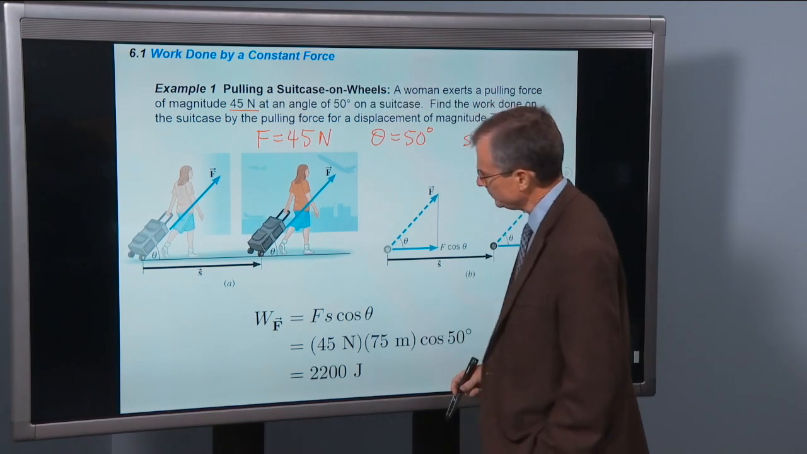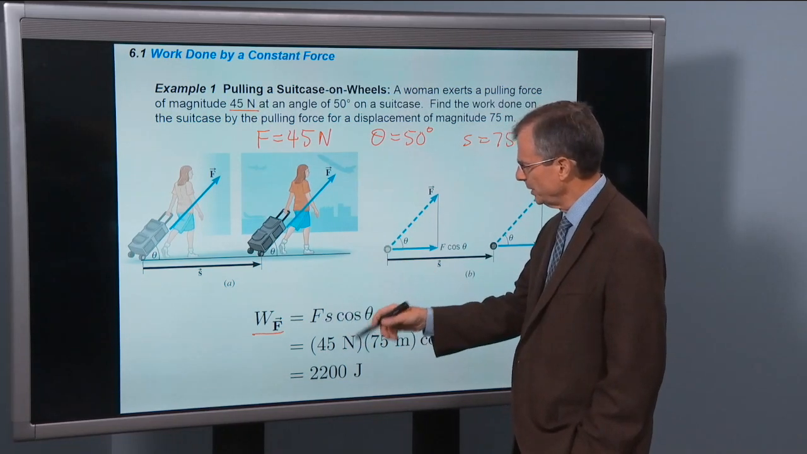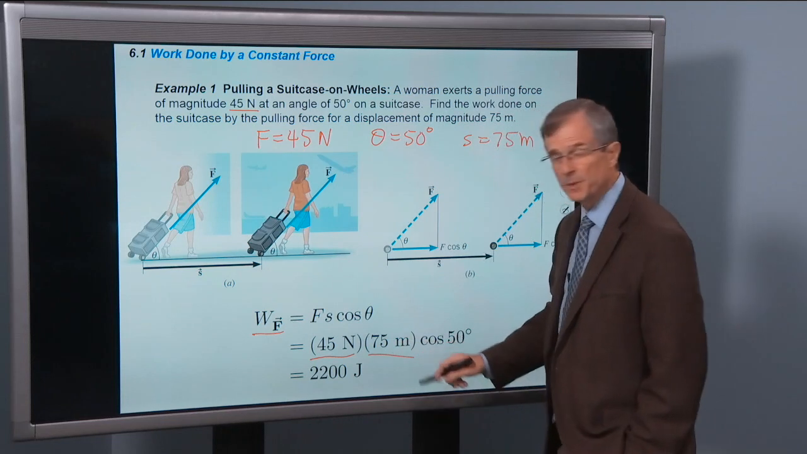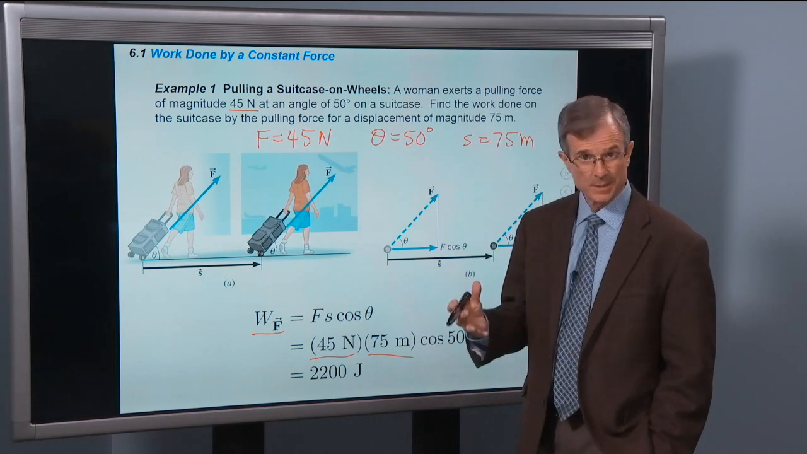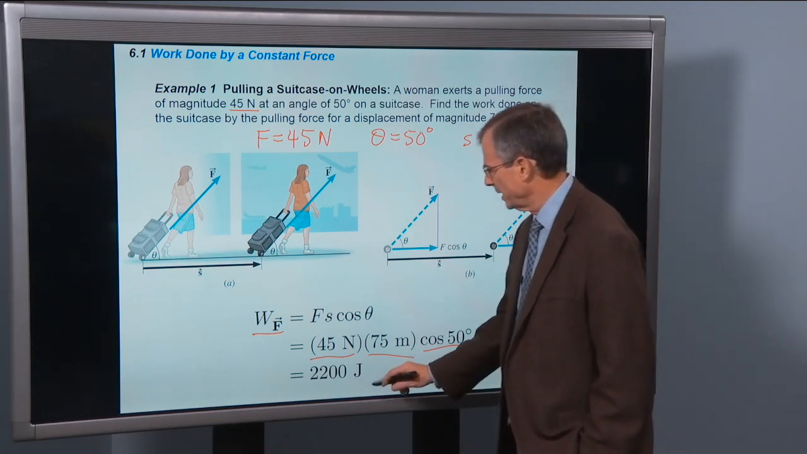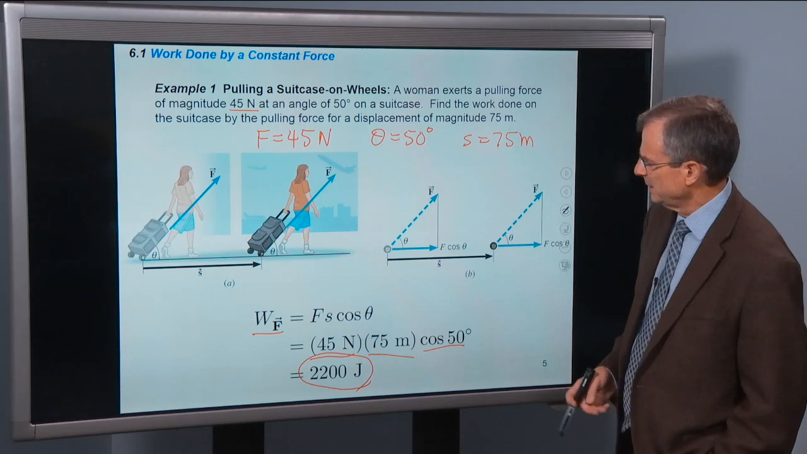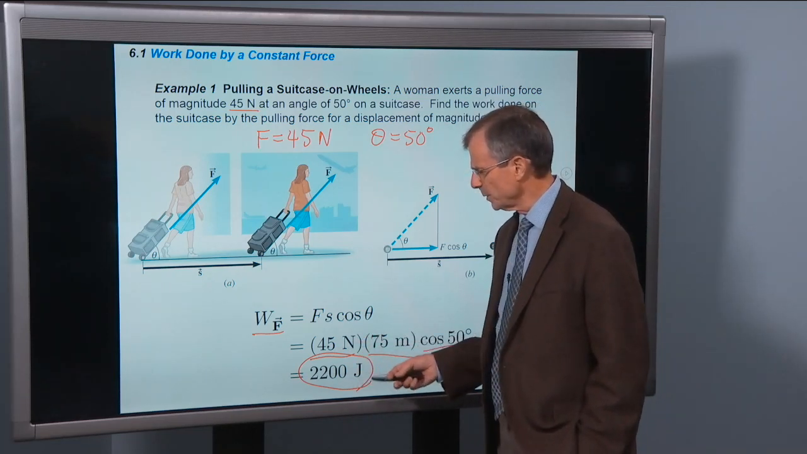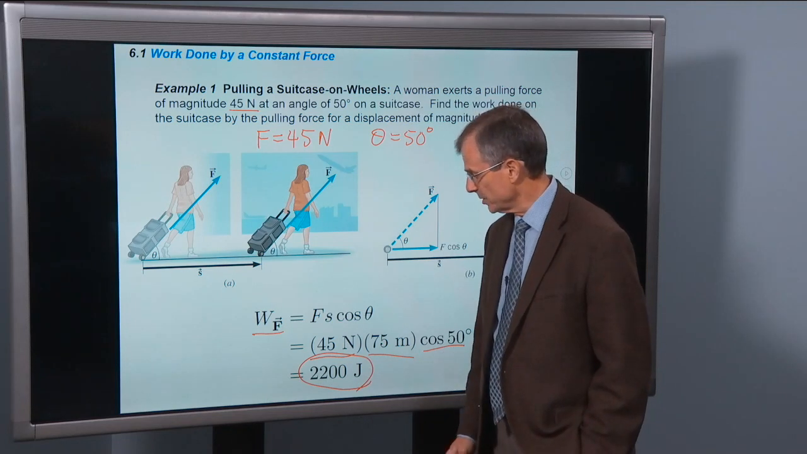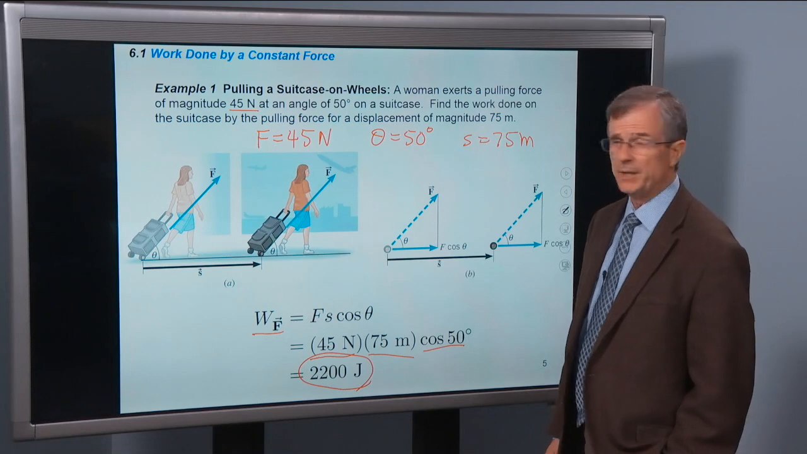Well, here's the definition. It's the magnitude of the force, magnitude of the displacement, cosine of the angle in between. The force is 45 newtons. Displacement, the distance is 75 meters. Cosine of 50 degrees. That gives us 2,200 joules. So that gives you an idea of, this would be a fairly typical work in the tens or hundreds or thousands of joules for the typical things that we deal with in everyday life.